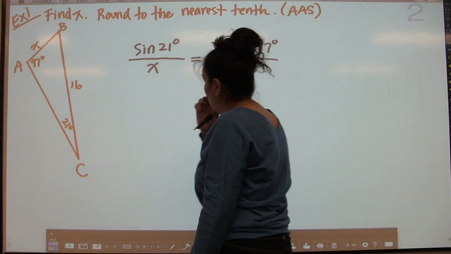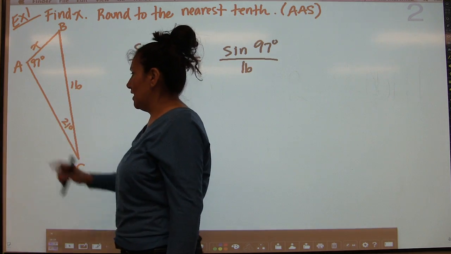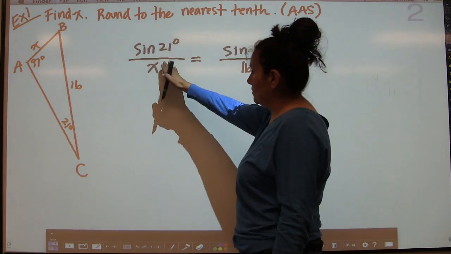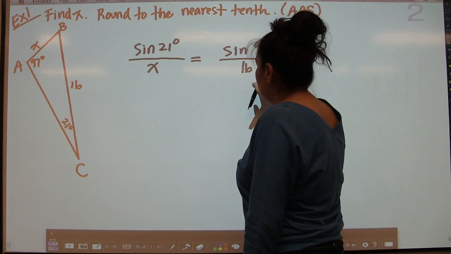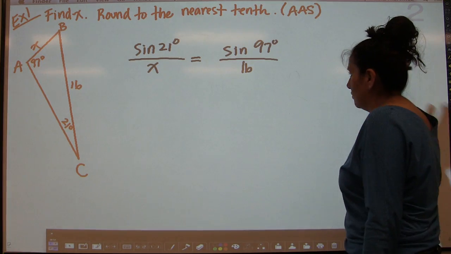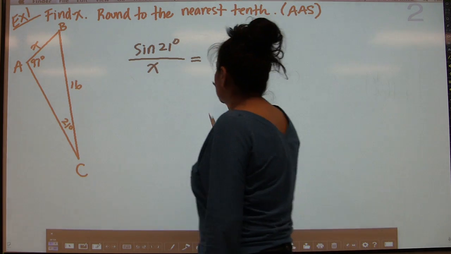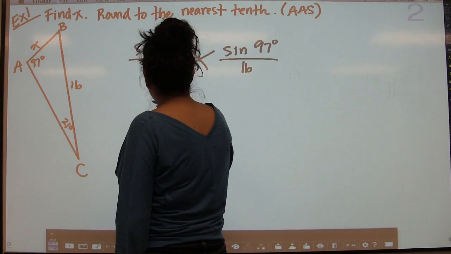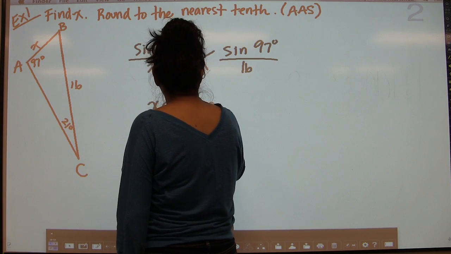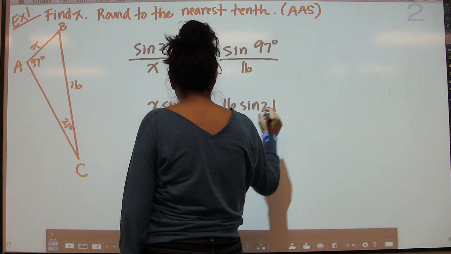Notice how we don't know the measure for angle B, nor do we have the opposite side of B. So in that case, this is what we would use. We're going to use angle C and angle A. Angle B is not part of our proportion, and we don't put the third part. We just need two at a time. At this point, we just solve it. So we get x times the sine of 97 is equivalent to 16 times the sine of 21.